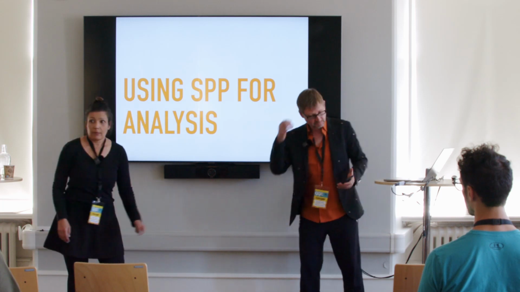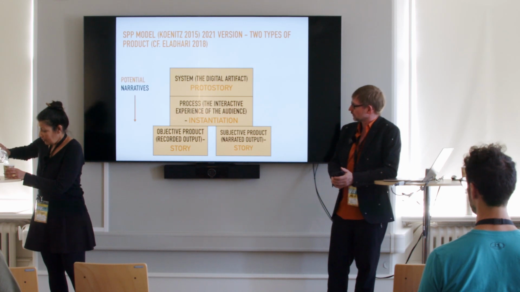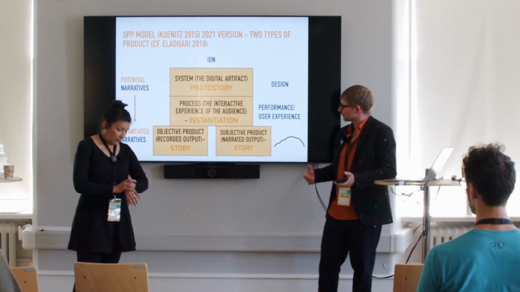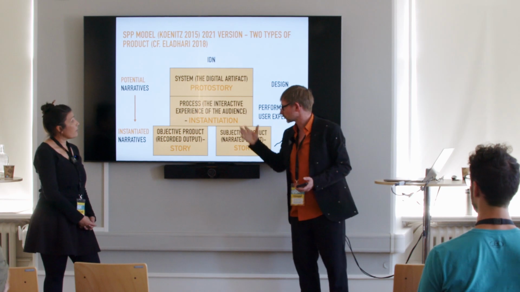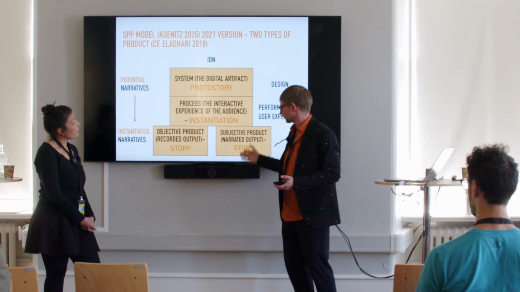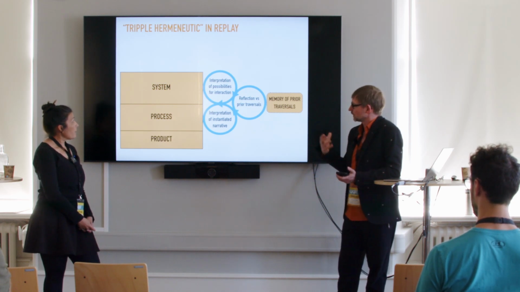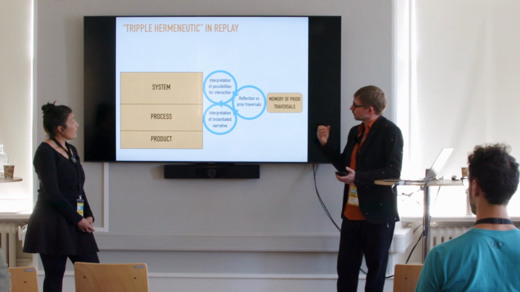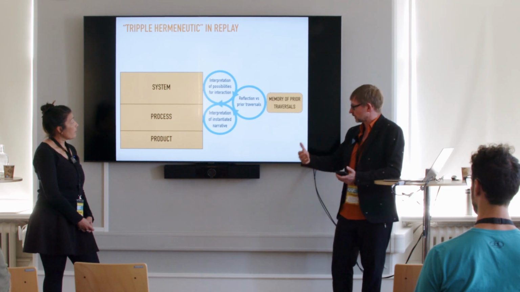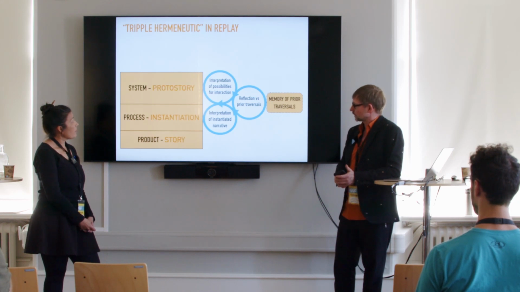Right, so, with my group, I used the SPP model for analysis, which is basically understanding an interactive digital narrative, a narrative game, as comprised of a system, a proto-story being instantiated through the interactive process into either objective products or subjective products. It also involves what I call the triple hermeneutic that comes in replay, where we interpret the possibilities of interaction, what has been understood so far, the narrative so far, and we also reflect on prior traversals.